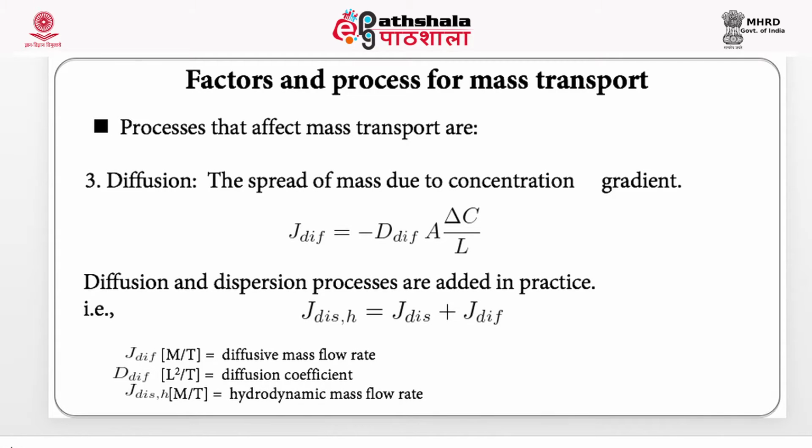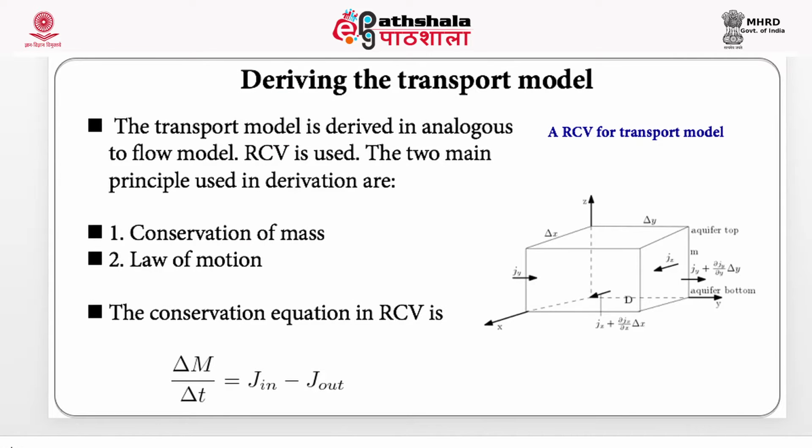Now that we know the processes that affect the mass flow and mass transport, let us try to derive a transport model. The transport model is derived analogously to the flow model. RCV is again used, and we have the same two main principles used in its derivation. Before I go on to the principles, let me just show you the difference between the flow and the mass problem in our transport model, in our model aquifer.